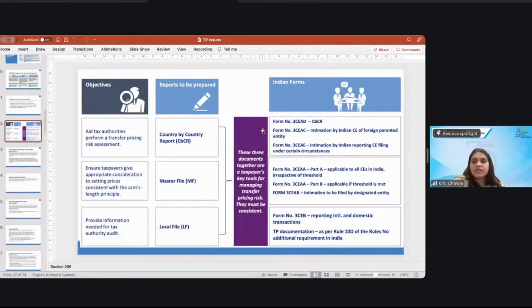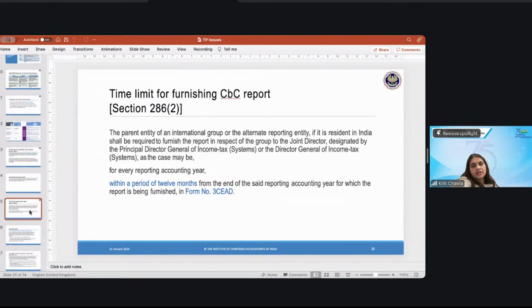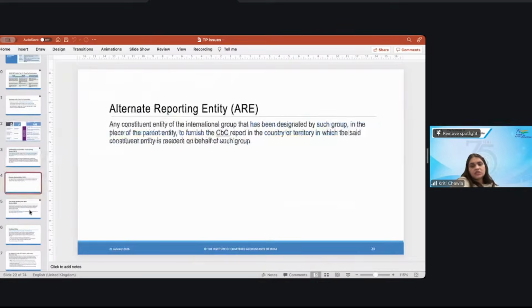So this brings us to this particular place. This is CbCR. If you read through CbCR, the form is 3CEAD. Then there is 3CEAC, which is the intimation by the Indian constituent entity of the foreign parent entity. And this is intimation in certain cases. This is the intimation that we're discussing. One is the alternate reporting entity, and the other one is the one which goes under certain circumstances where there is no obligation to file. So these are the forms that you need to take care of.